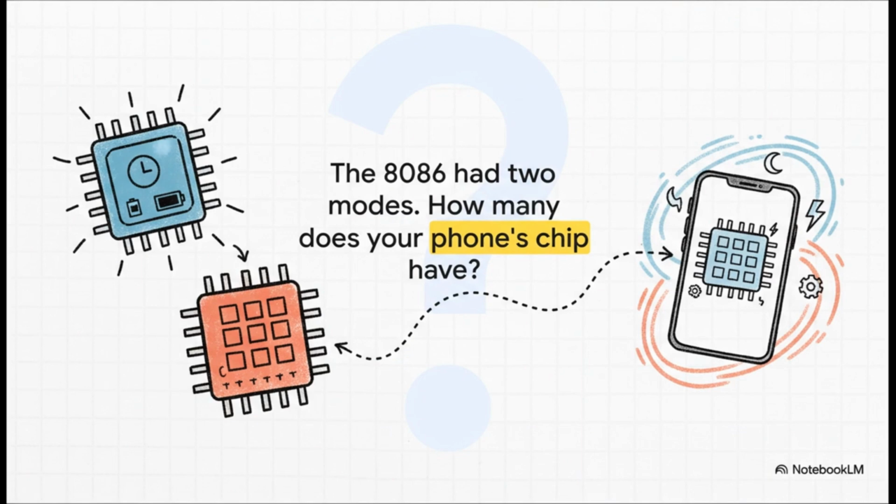So yeah, the legacy of the 8086's two personalities is alive and well. It evolved into the powerful, multi-core, incredibly adaptable processors we have in everything now. Think about the chip in your phone. It can run in a super low power mode to save battery, and then in an instant ramp up to maximum performance with multiple cores all firing at once. So it really makes you think. The 8086 gave you two choices. How many personalities does that chip in your pocket have today?